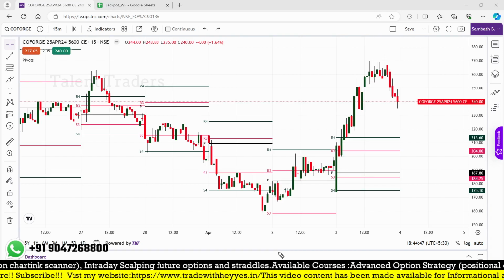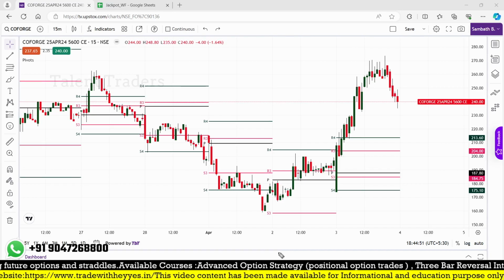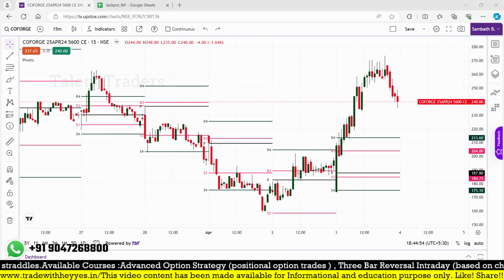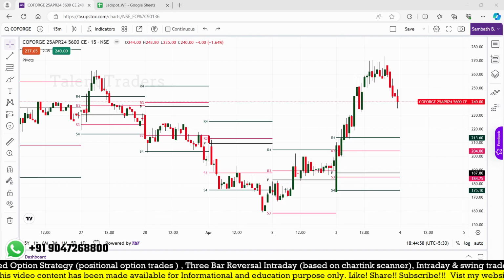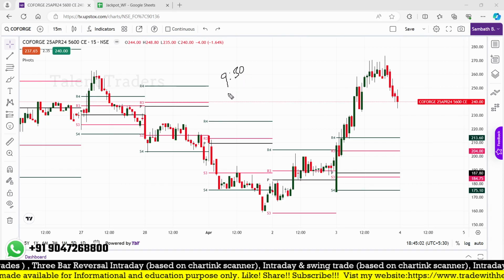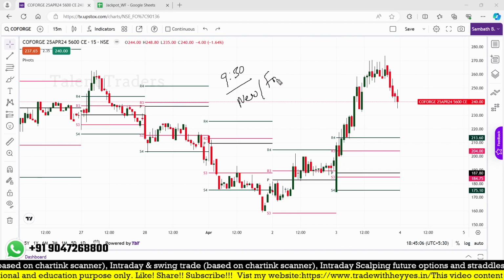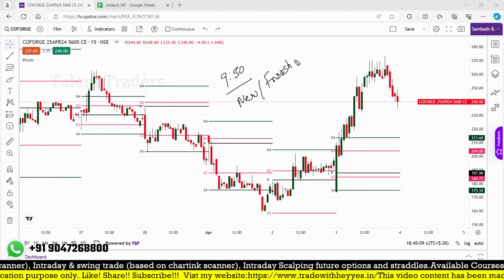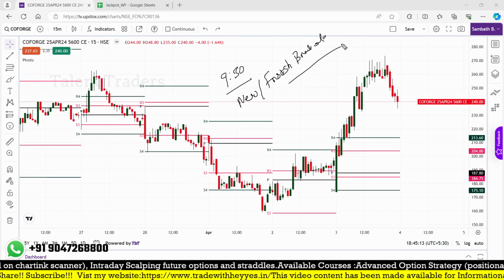And sometimes what happens is, some stocks give the breakout right at the opening itself. To avoid that opening time breakout, we have one more filter. That filter is that after 9:30, only new or fresh breakout stocks are what we are going to consider as a fresh breakout.